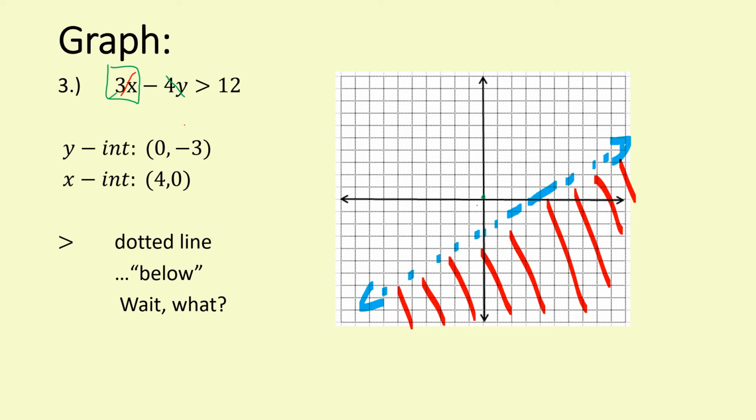okay, 3 times 0, that's gone. 4 times 0, that's gone. 0 is greater than 12. That's not. This side is false. Automatically, the other side is true. This is the side that gets shaded.